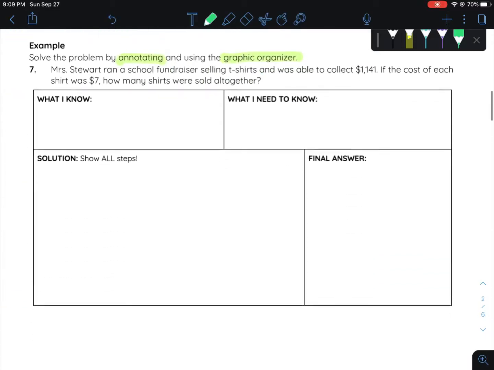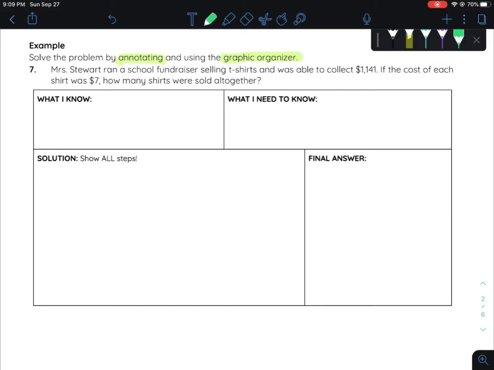Okay, here's our word problem. Let's see if we see any keywords here, okay? Solve the problem by annotating and using the graphic organizer. Mrs. Stewart ran a school fundraiser selling t-shirts and was able to collect $1,141. If the cost of each shirt was $7, how many shirts were sold altogether?